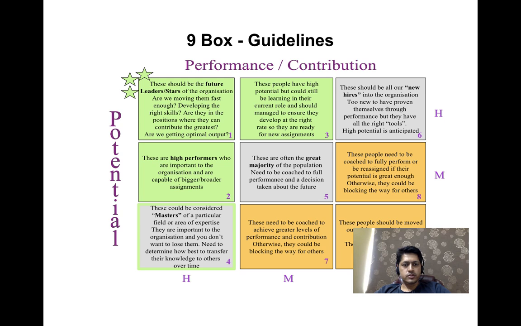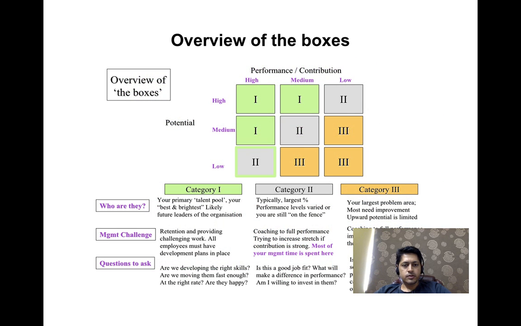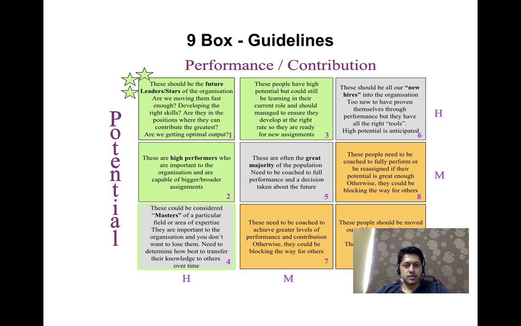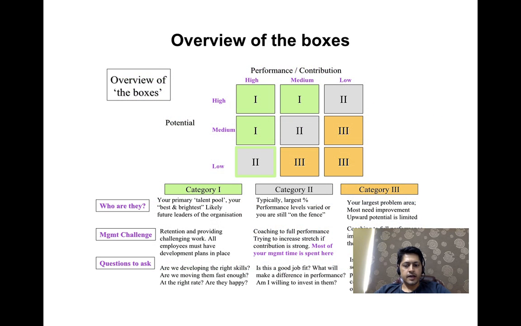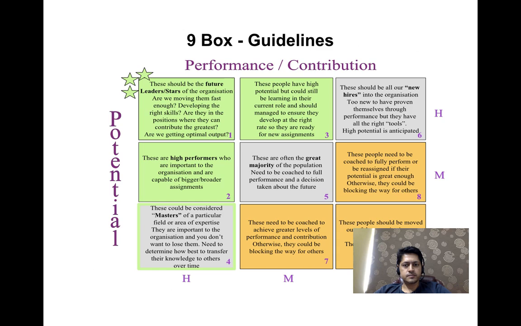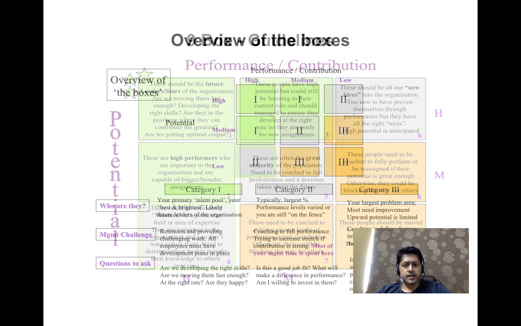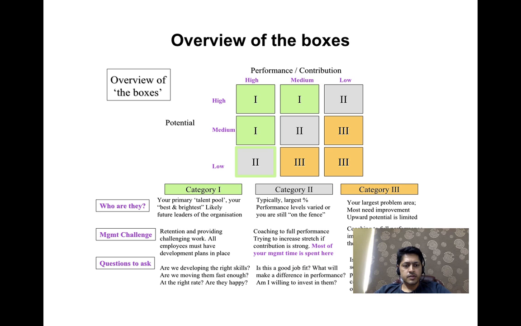And what you do is you take this data and plot them into these 3 categories, and then you look at these categories from the point of view of category 1, which is 1, 2, and 3 in the previous chart, and then you have category 2, which is 4, 5, 6, and category 3, which is 7, 8, and 9. So you plot them in these 3 categories and you ask these questions.